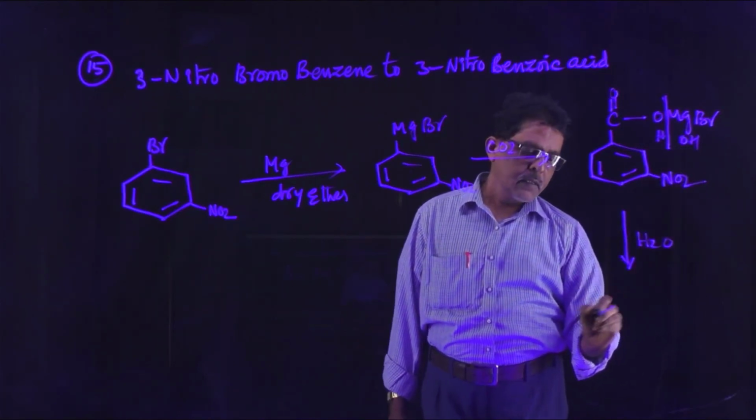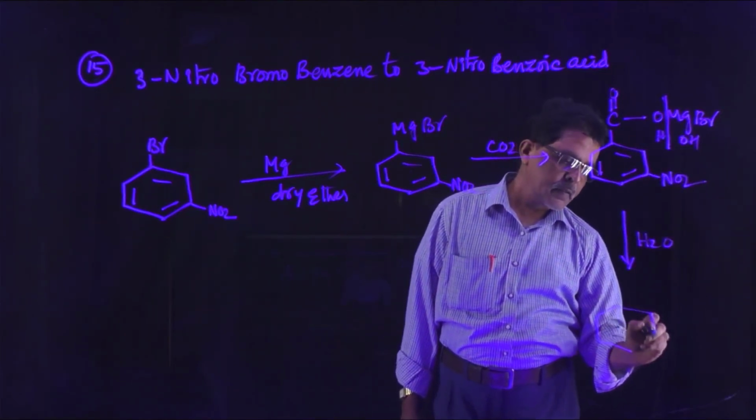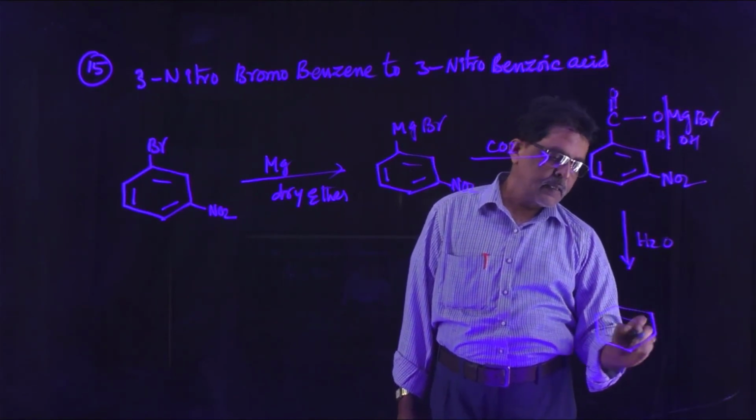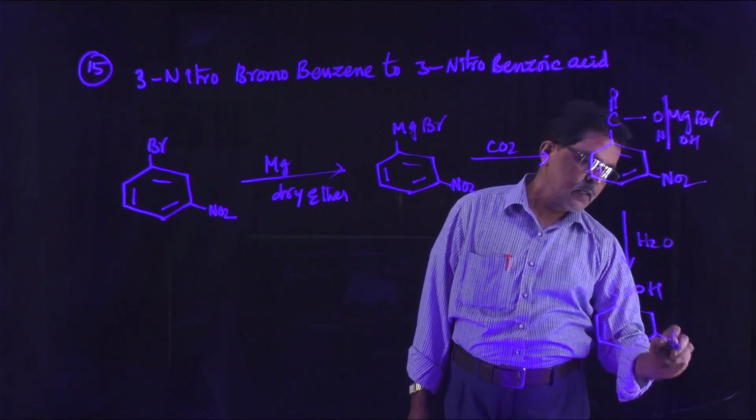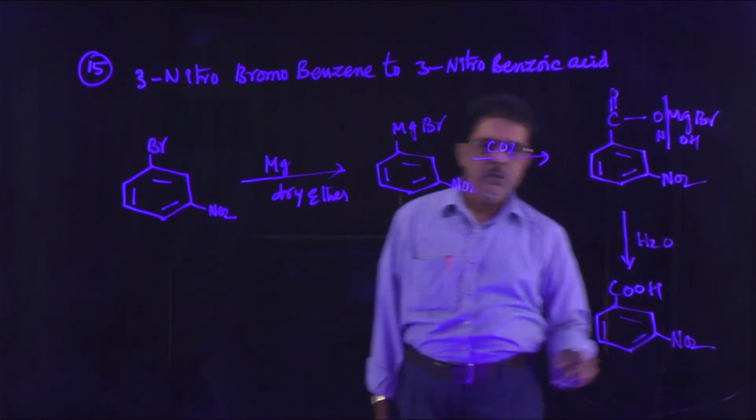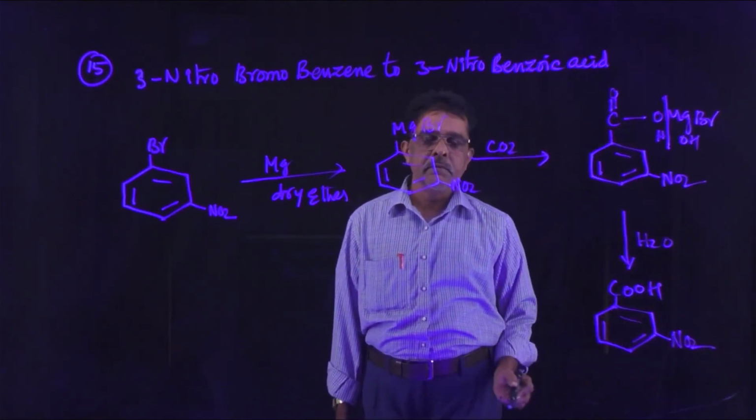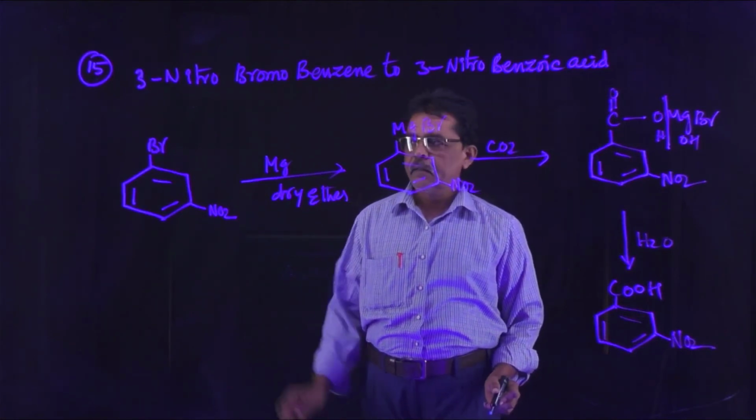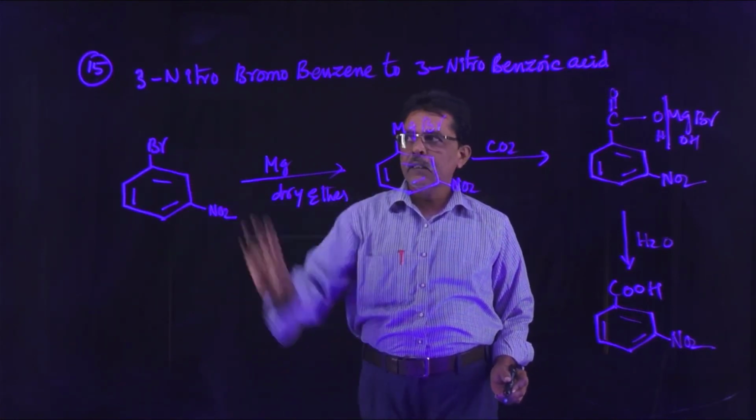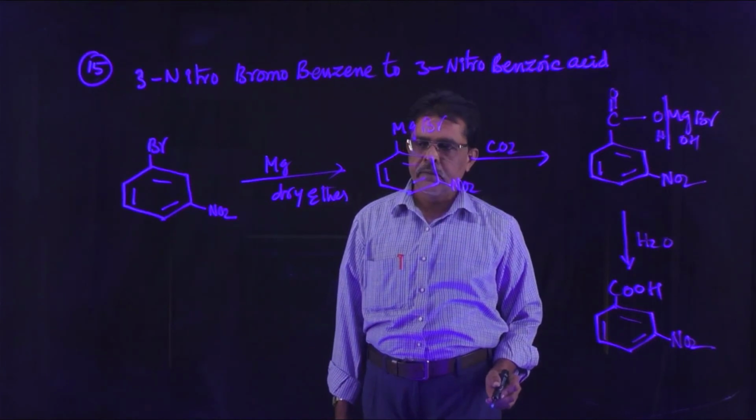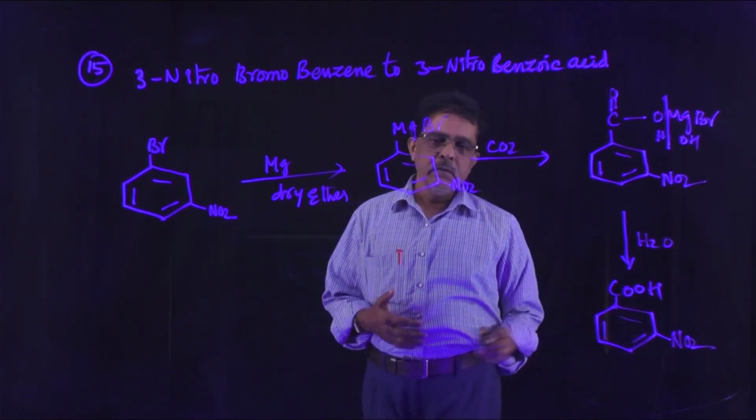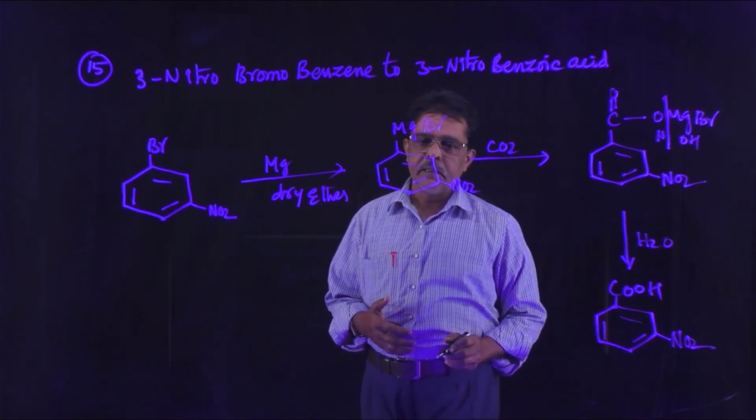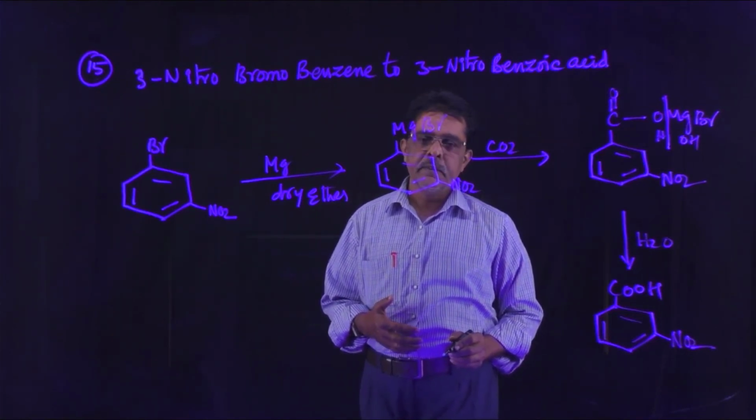Then you will get COOH and NO2 group. So this one is meta-nitrobenzoic acid, obtained from 3-nitrobromobenzene. From 3-nitrobromobenzene, 3-nitrobenzoic acid is obtained. Right, understand? This is the following conversion.